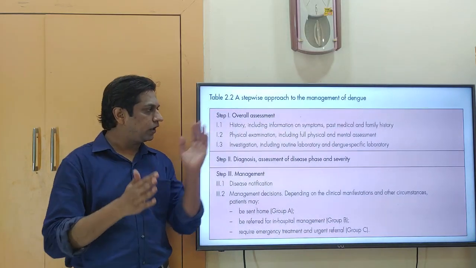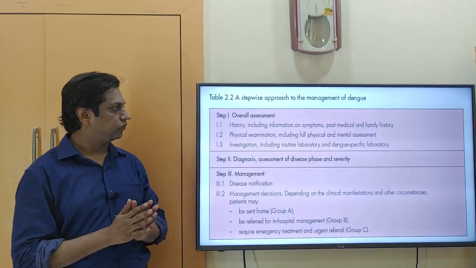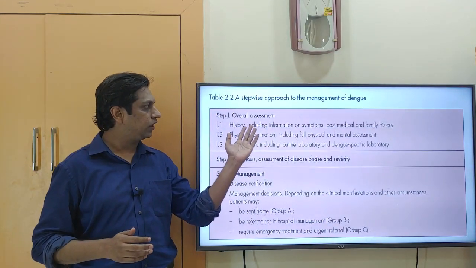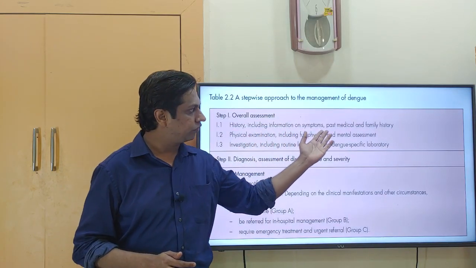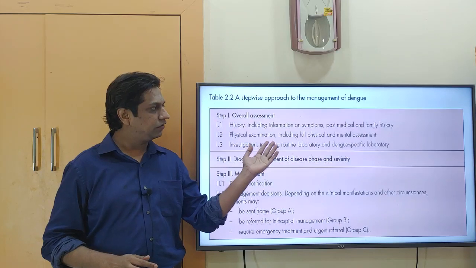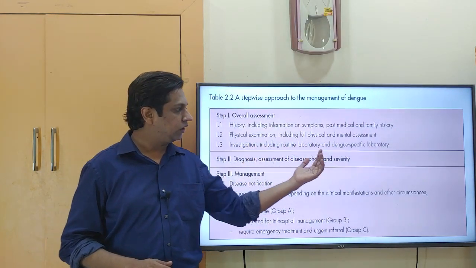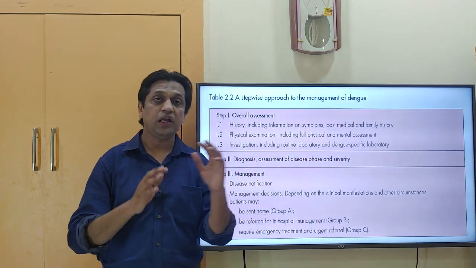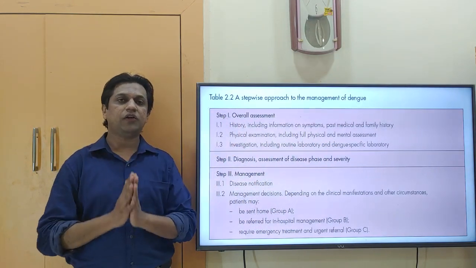Step one will be the overall assessment of the patient. This includes taking a proper history, which includes information on the symptoms and the past medical and family history; then physical examination, including physical and mental assessment; and investigation, including routine laboratory investigation and dengue specific investigation. So this is step one, the assessment of the patient.